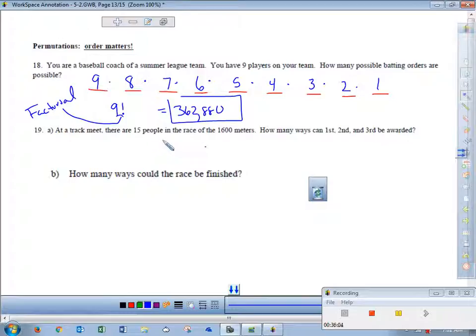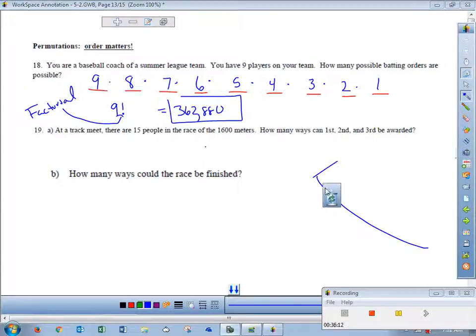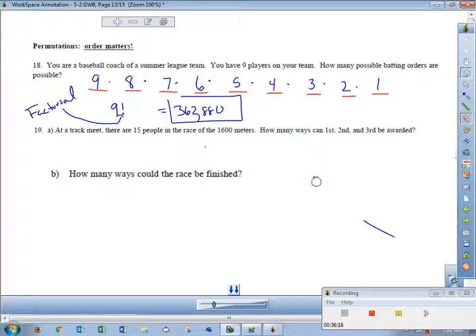At a track meet, there are 15 people in the race of 1,600 meters. How many ways can first, second, and third place be awarded? So now we're in a little bit of a different boat. We're not going all 15 people. It's just first, second, and third.